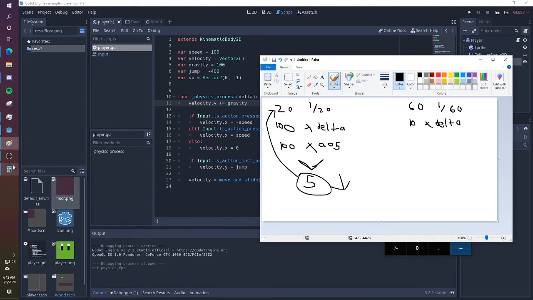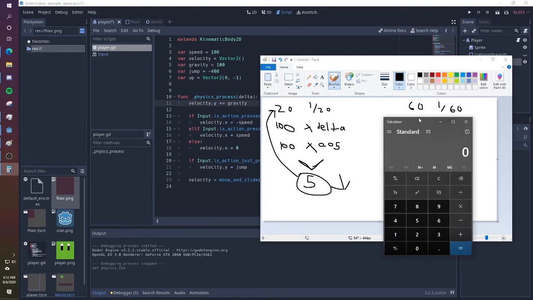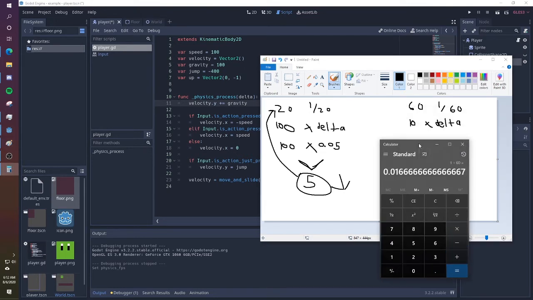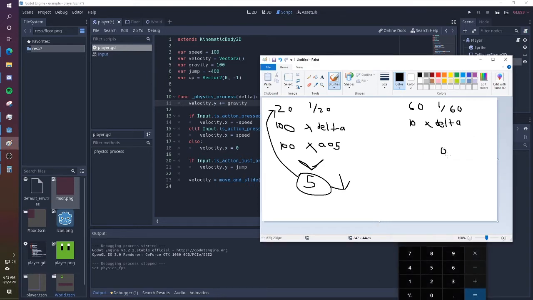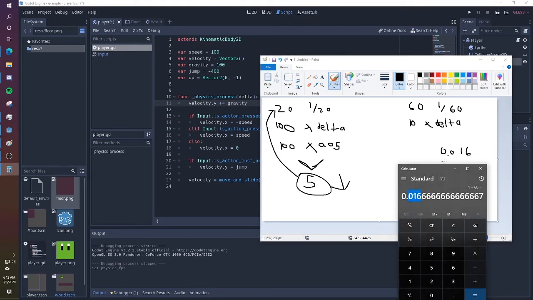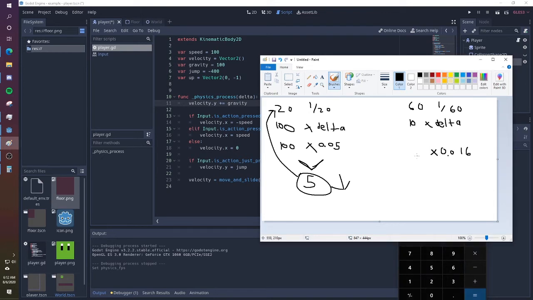if we do 1 divided by 60, that means 0.016 repeating, so it's 0.0166, and this is rounded. So this is the time between each frame in seconds. So delta is 0.016, and times gravity, which is 100. Oops, I put 10 here. It's 100.